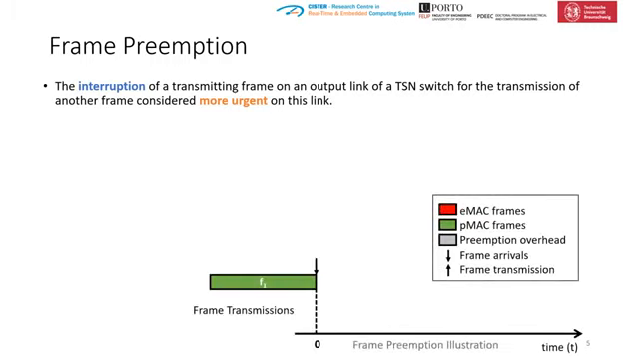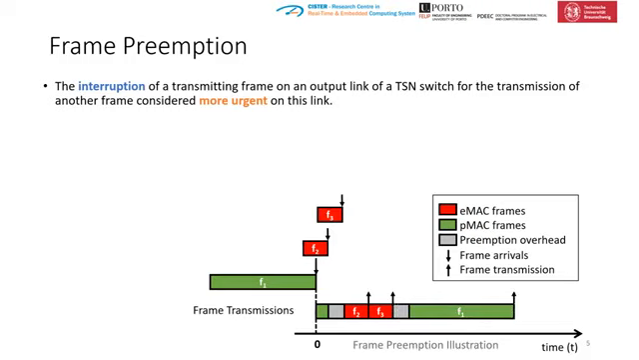In these standards, frames are categorized into two categories. We have the EMAC or express frames, and we have the PMAC for preemptible frames. These categories are given with the following interpretation. Only EMAC frames can preempt PMAC frames, and frames from the same category cannot preempt one another. To illustrate how these two categories work, we give an example of a preemptible frame that is already in transmission. Then EMAC frames arrive and interrupt the transmission of the PMAC frame, and the PMAC frame transmission only continues after the transmission of the EMAC frames.